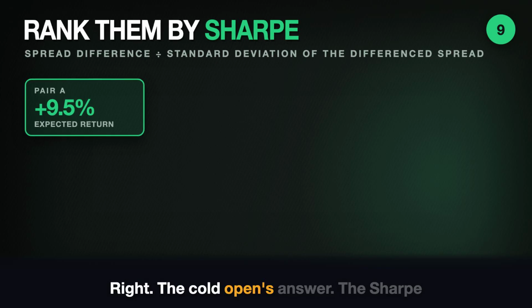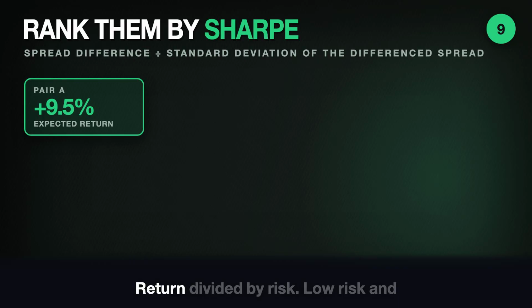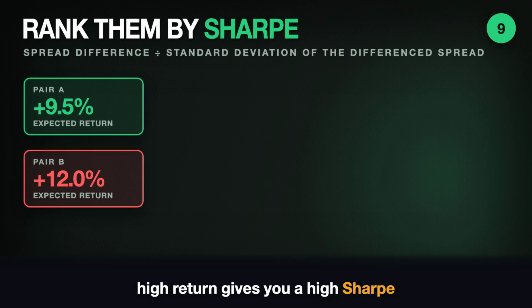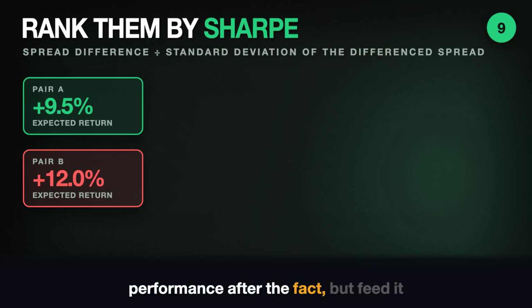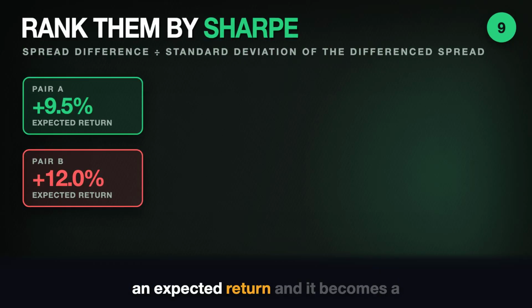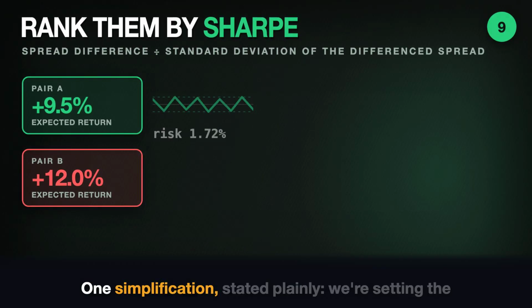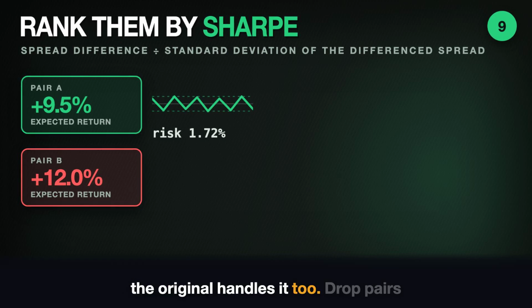Right. The cold open's answer: the Sharpe ratio is return per unit of risk, return divided by risk. Low risk and high return gives you a high Sharpe ratio. It's normally used to grade fund performance after the fact, but feed it an expected return and it becomes a tool for choosing what to buy next. One simplification, stated plainly: we're setting the risk-free rate aside here, which is how the original handles it too.